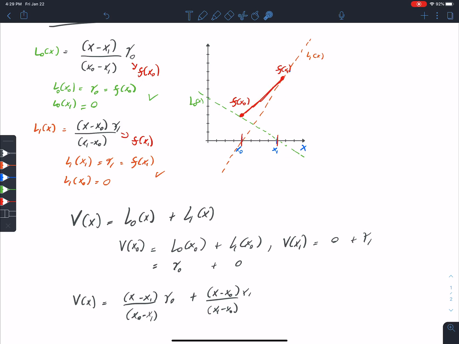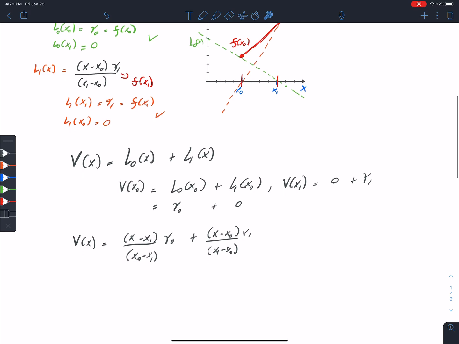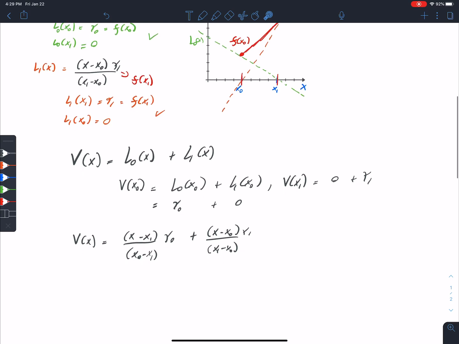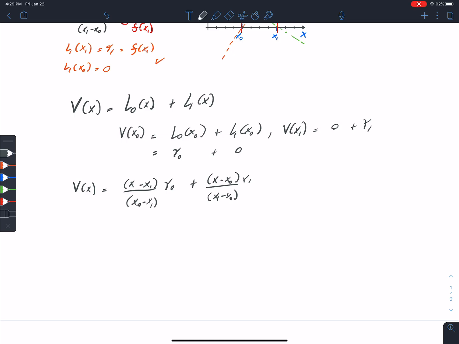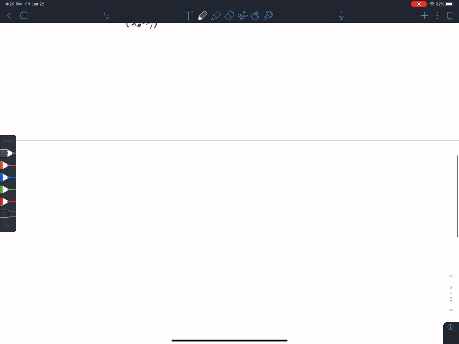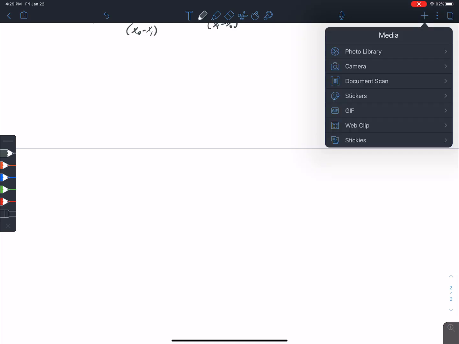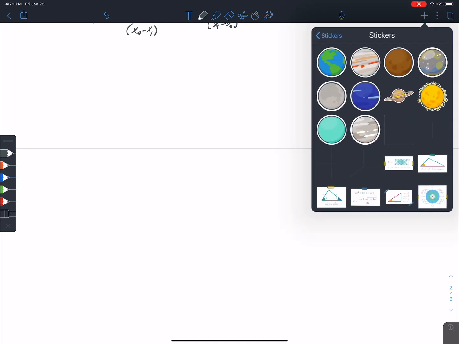So let's expand this idea and figure out a formula that does the same thing now for a quadratic function, or a second order Lagrange interpolation method. Right? So let's redo this thing down here below. So let's add another axis to our plot.